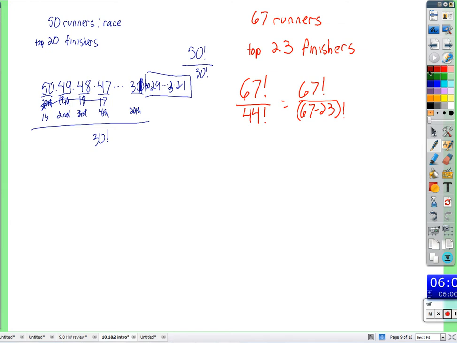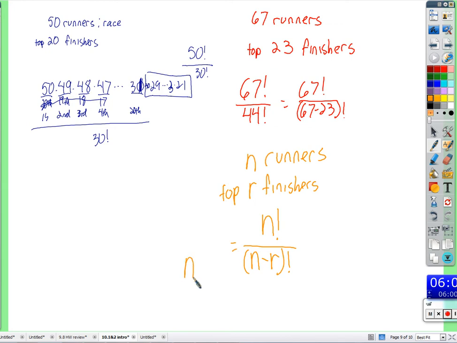Okay? And here's how we come up with the formula. Let's say we have n runners, and we want to know about the top r finishers. What's that, what you got there? n factorial over n minus r, whatever that is, factorial. Okay? So this is that formula at the very beginning. We call this nPr. So this is what we would use if we're talking about permutations.